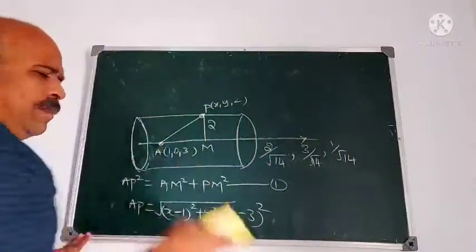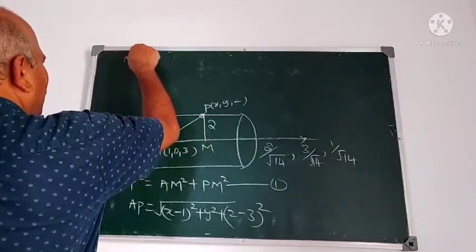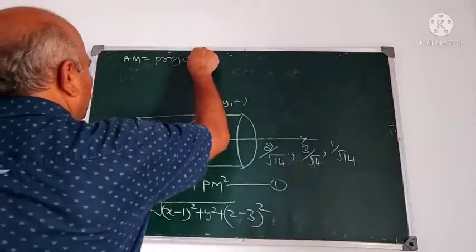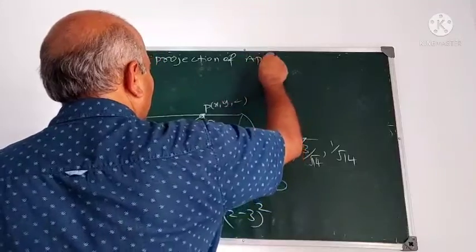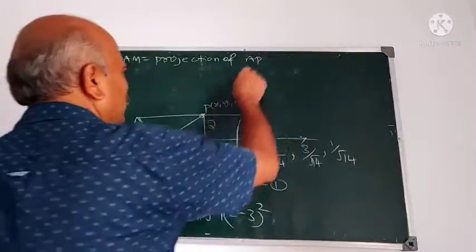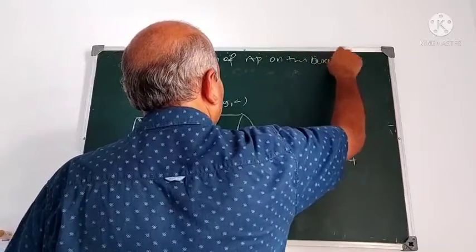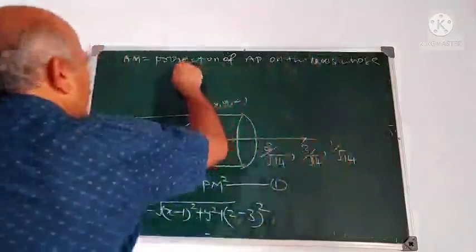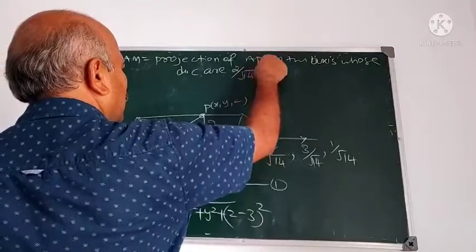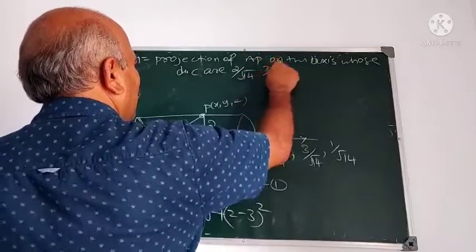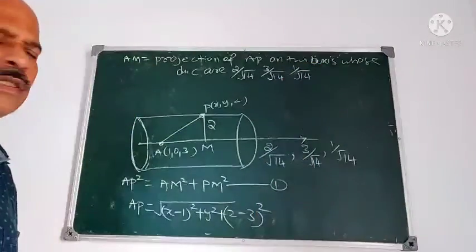To find PM. AM, PM is given as 2. AM is the projection of AP, that is joining (1, 0, 3) and (x, y, z), on the axis whose actual direction cosines are 2 by root 14, 3 by root 14 and 1 by root 14.